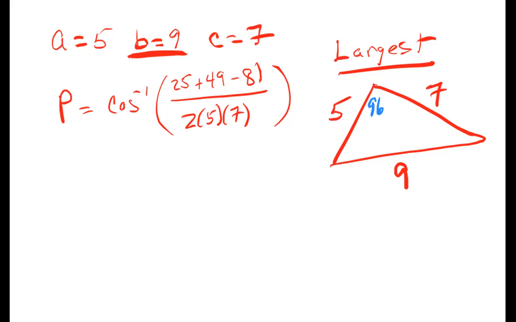I got undefined. Then you screwed up. You have 9 and 7 inverted. It should be 5 squared plus 7 squared minus 9 squared. You see 25 plus 49 minus 81? So you have the numbers. This is 5 squared plus 7 squared minus 9 squared. Okay, you see that?